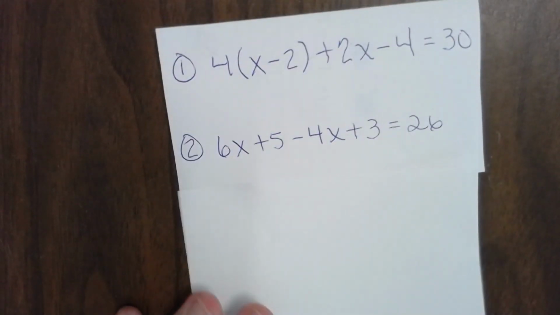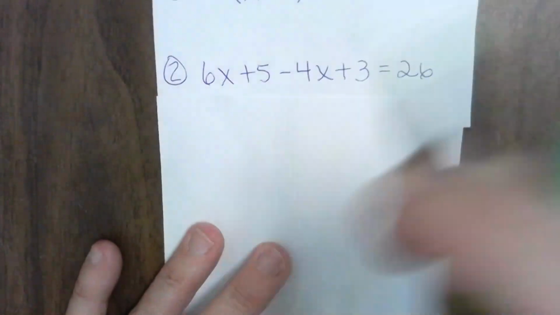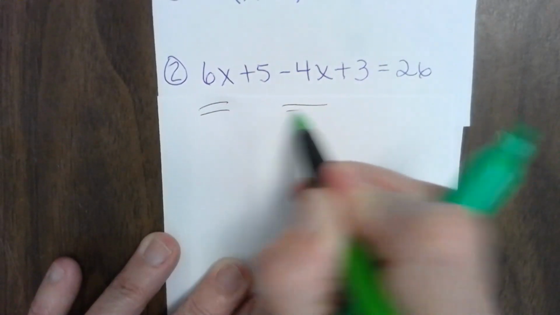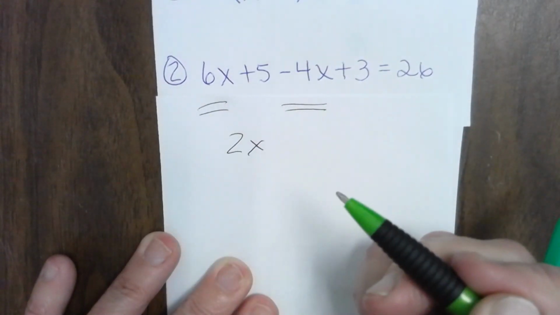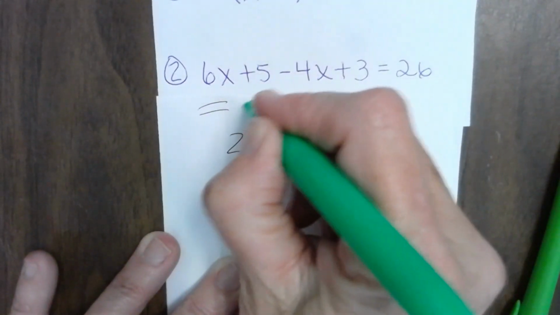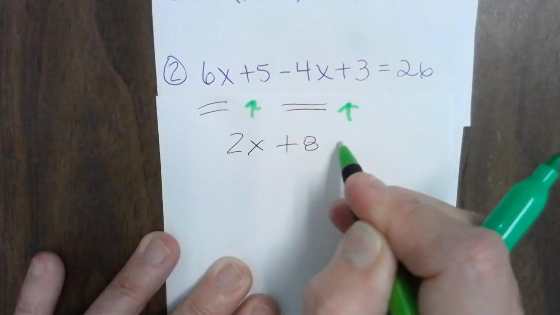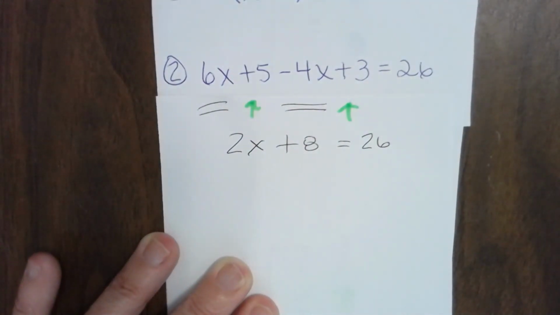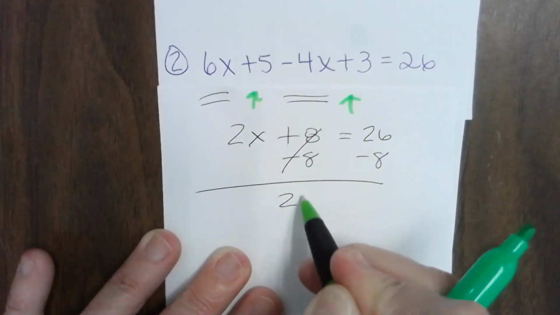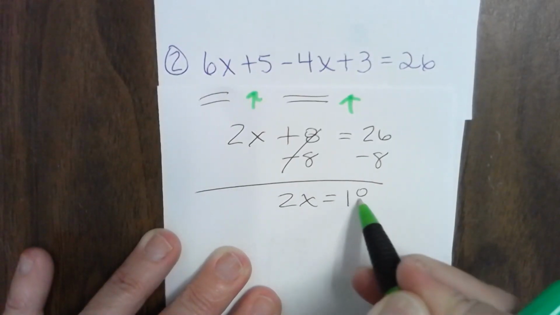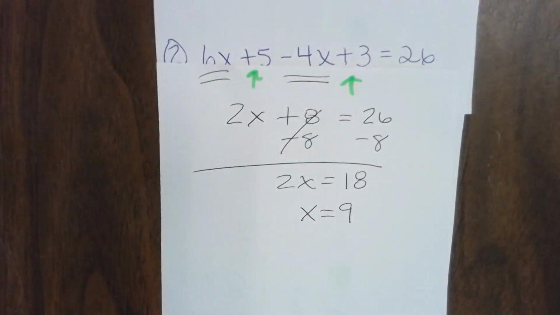Okay. The second one, there is no distribution. We're just combining like terms. So I'm going to combine the 6x and the negative 4x. So this is 6 minus 4, which is 2x. Then I'm going to combine the positive 5 and the positive 3 to give me positive 8, and then bring down the equal sign, bring down the 26. Next step, subtract 8. So 26 minus 8 is 18. And last step, divide by 2. We get 9. We good?